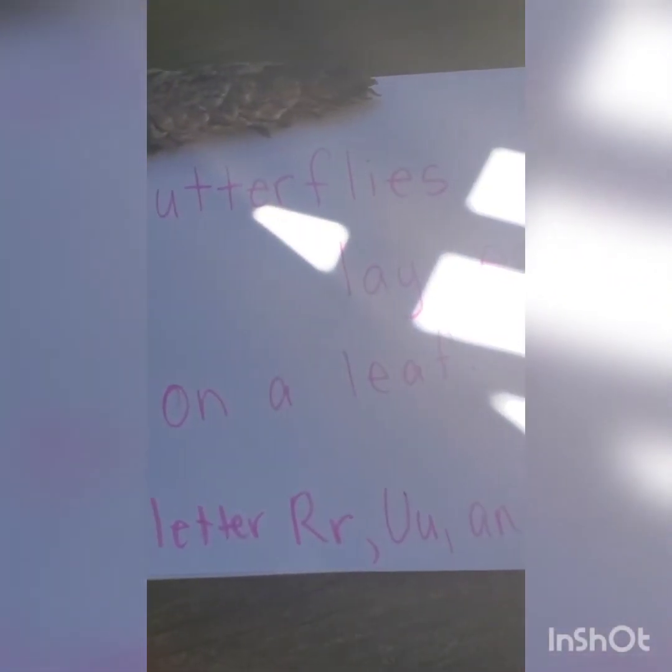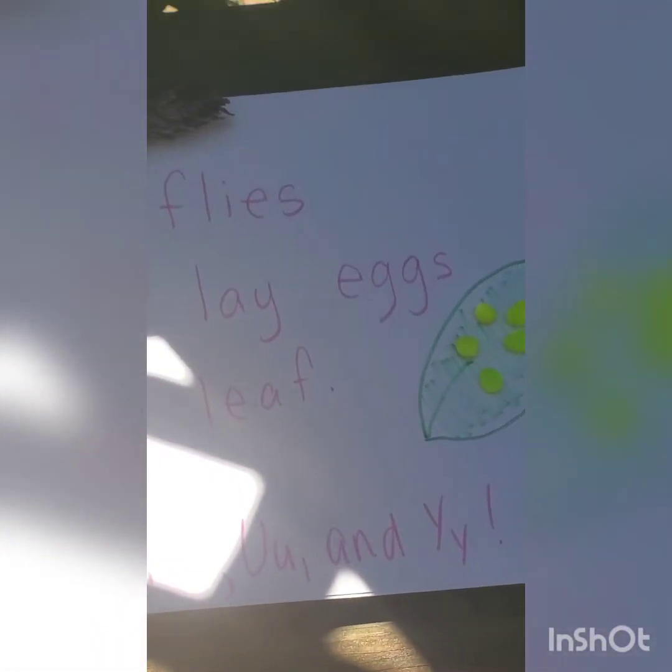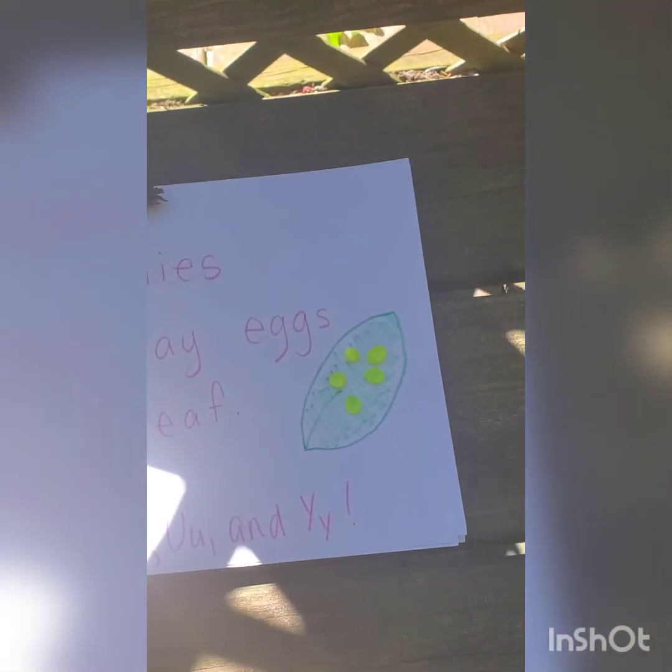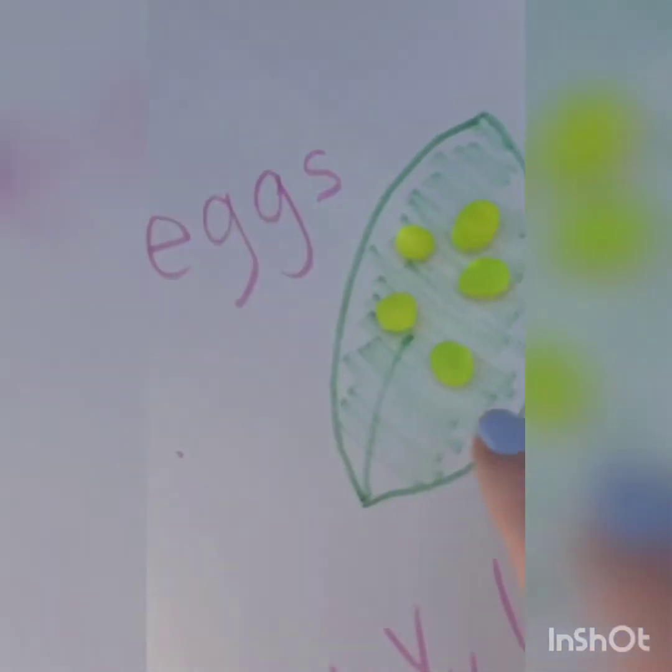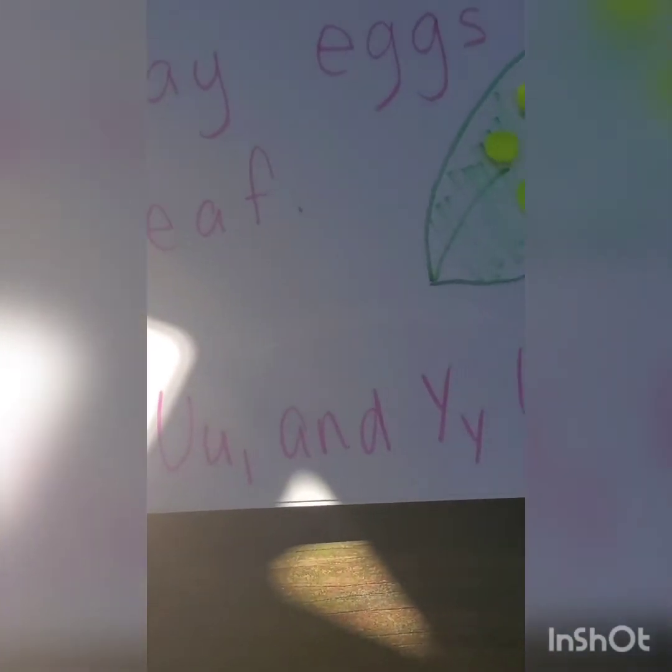It says, butterflies lay eggs on a leaf. How many eggs do you see? One, two, three, four, five eggs on a leaf. That means there'll be five caterpillars. And it says, can you find the letters R, U, and Y? Let's see, do you see a U, an R, or a Y? Butterflies lay eggs on a leaf.